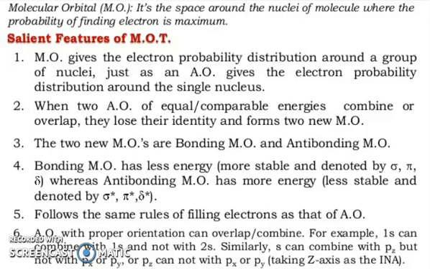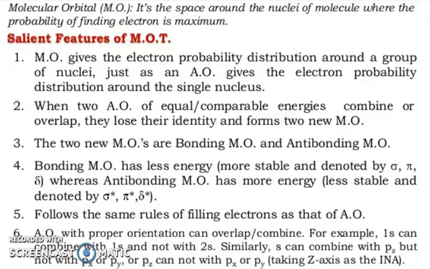Today in this video, we are going to learn about molecular orbital. What is molecular orbital theory? Molecular orbital is a space around the nuclei of molecules where the probability of finding an electron is maximum. Now, the salient feature of molecular orbital: it gives the electron probability distribution around a group of nuclei, just as an atomic orbital gives the electron probability distribution around a single nucleus.